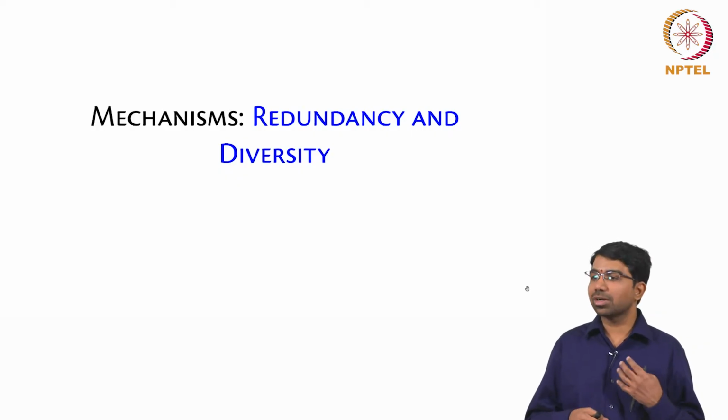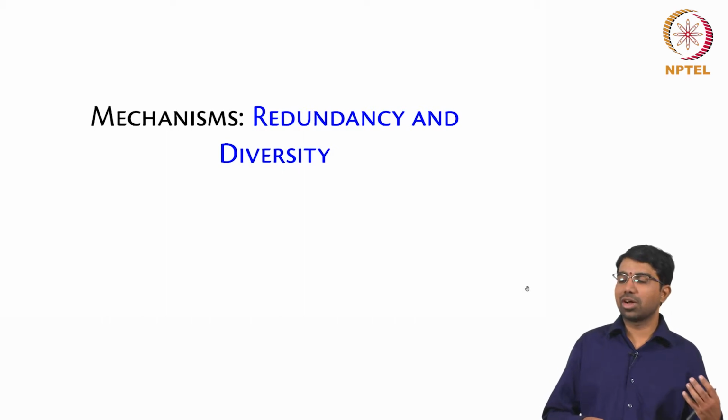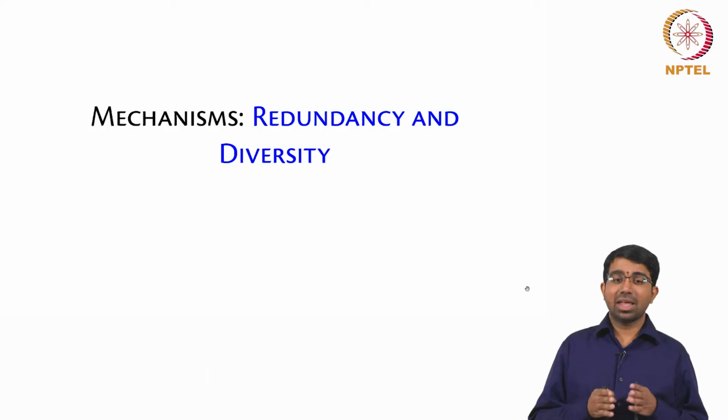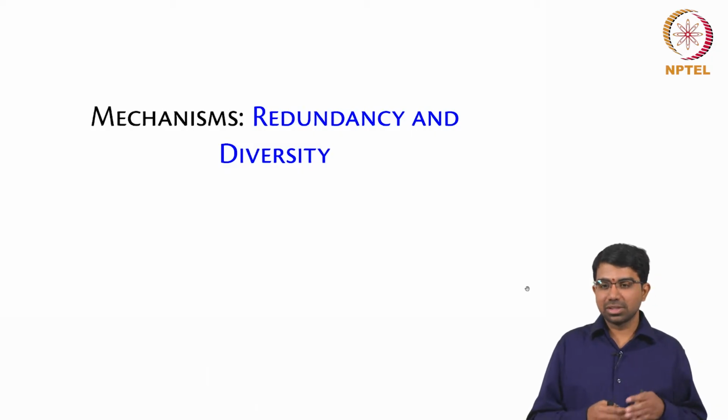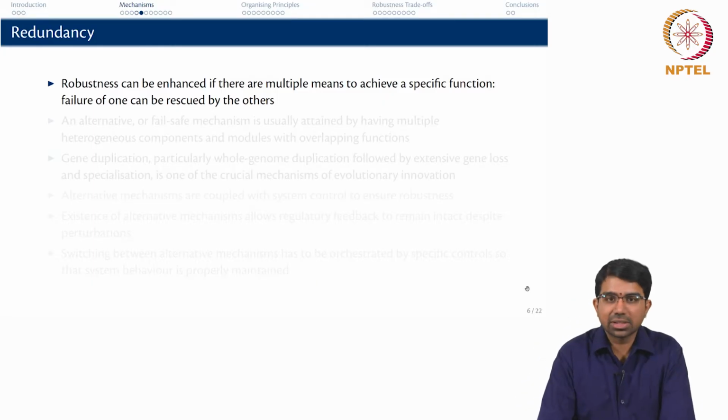By diversity you would want a completely different type of drive, right, maybe even a slightly larger drive from a different manufacturer in a different batch, which is very likely not going to have the same average failure rate as the original one, right. So, robustness can be enhanced obviously if there are multiple means to achieve a specific function.